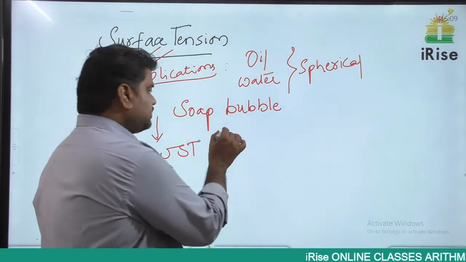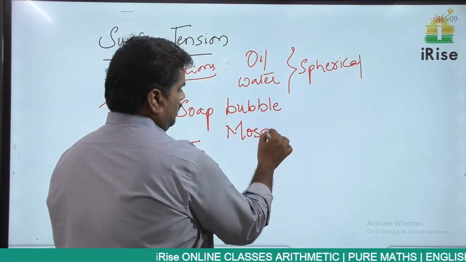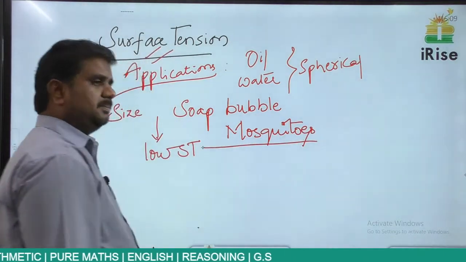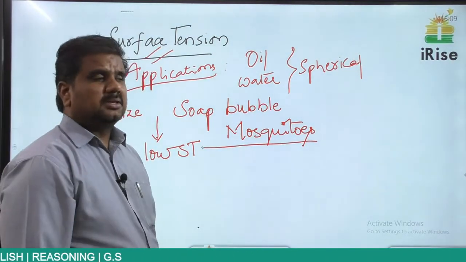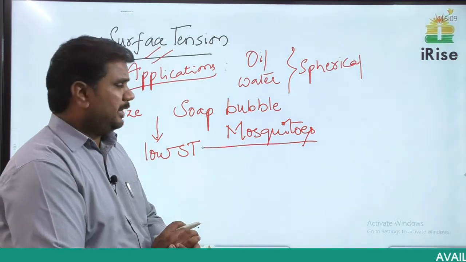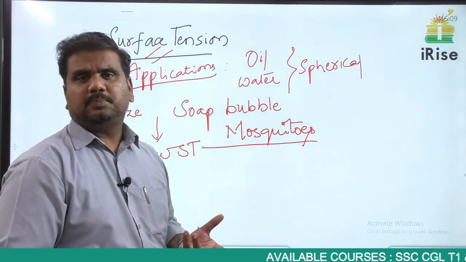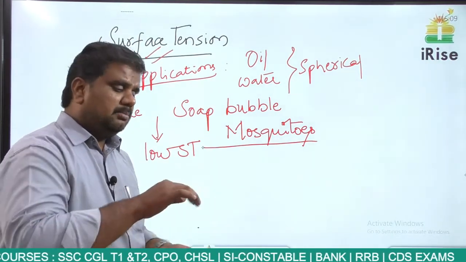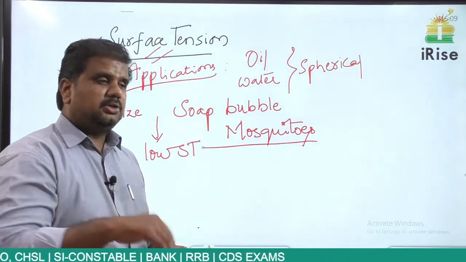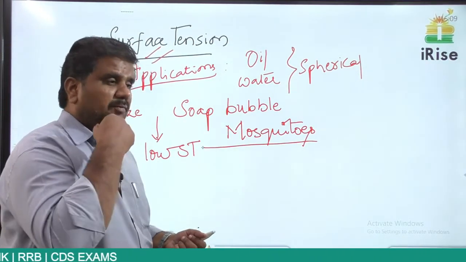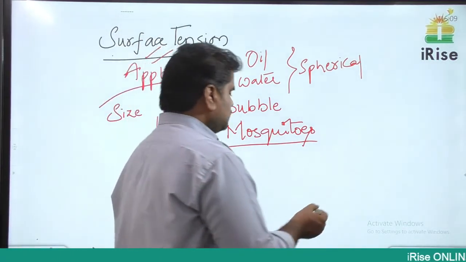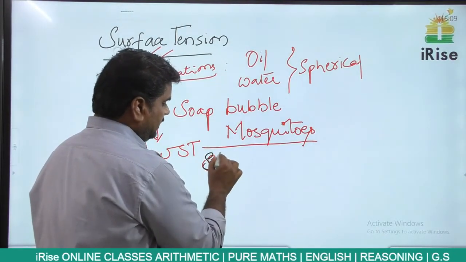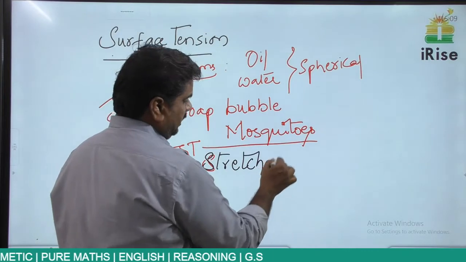At the same time, you might have seen the case of mosquitoes. Wherever you find stagnated water, especially in the rainy season, after 1 or 2 days you find mosquitoes breeding there. Mosquitoes take birth in that place, and after that they keep moving on the surface of water. Mosquitoes and flies can easily walk on the surface of water, because the surface of water behaves like a stretched membrane for them.